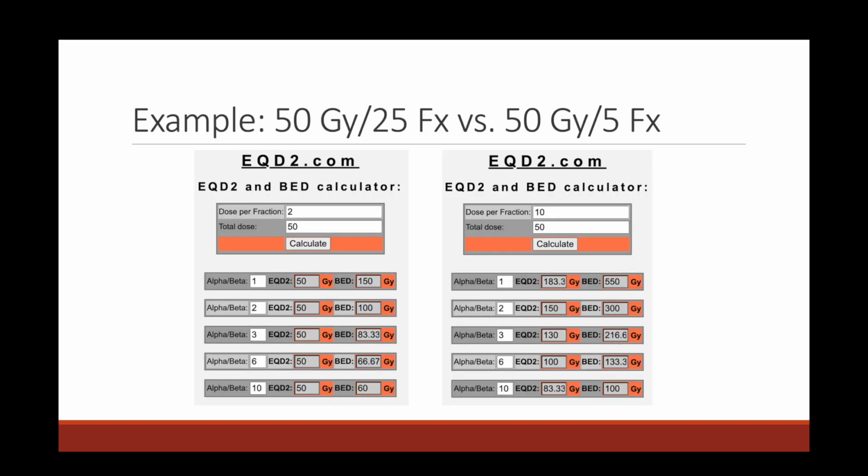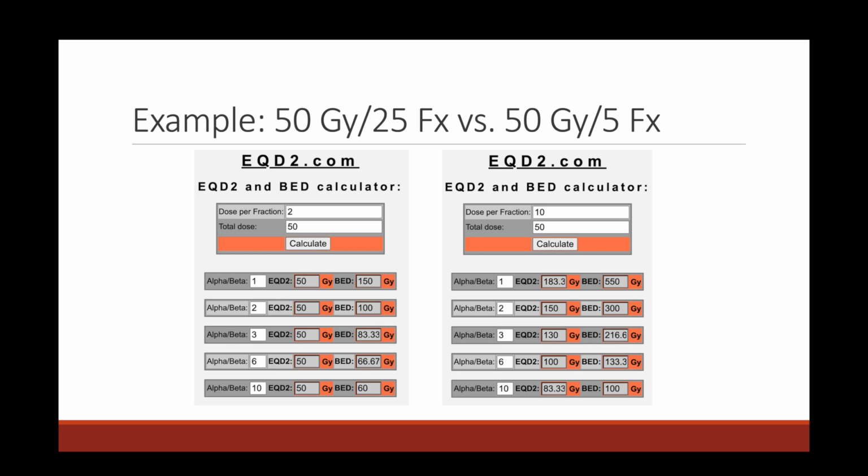So here is some proof that 50 gray in 25 fractions is different than 50 gray in 5 fractions. These are screenshots of EQD2 and BEDs taken from the website eqd2.com. Anyone can visit it and do these calculations for any dose per fraction and total dose combination. But I just decided to compare 50 gray in 25 fractions at 2 gray per fraction to 50 gray in 5 fractions at 10 gray per fraction. And as you can see, for 50 gray at 2 gray per fraction, the EQD2 is equivalent across all alpha-beta ratios, but the BED is different.